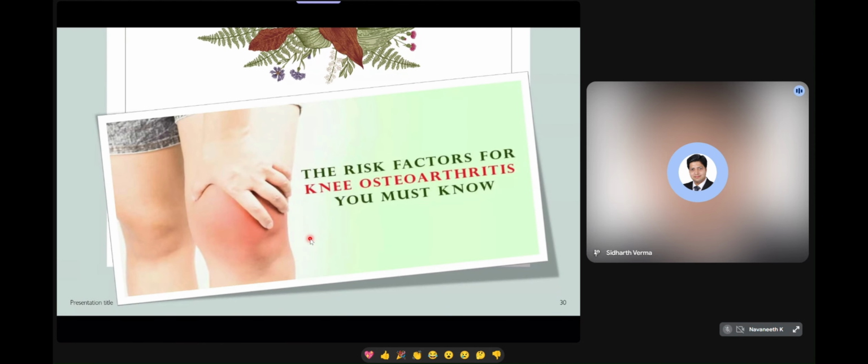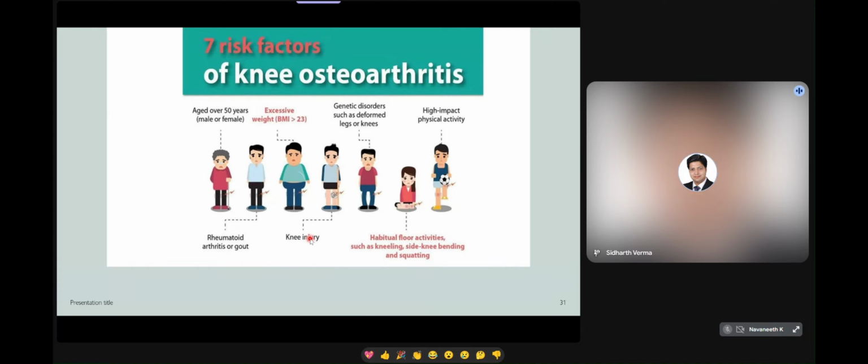Now, how you can prevent this? So, of course, you cannot stop your age. Age will continue, but then you can check yourself for presence of any rheumatoid arthritis or uric acid abnormalities. Then you can keep your weight in check, because all the weight will be borne by the knee, and most of the knee injuries which happen, they are caused because you thought that you can do a lot of work, but actually your body is not ready for it.